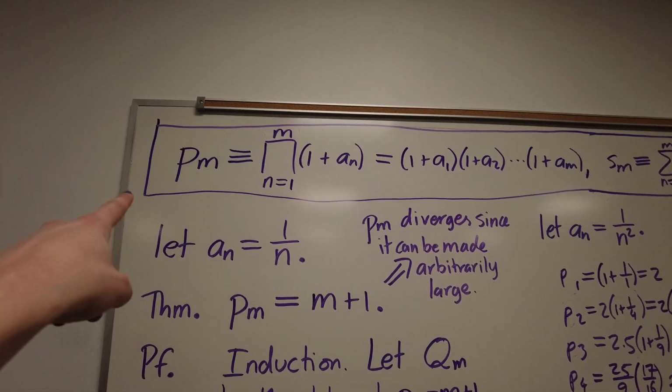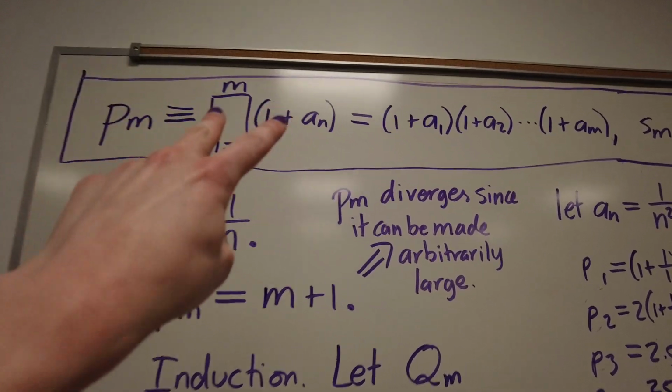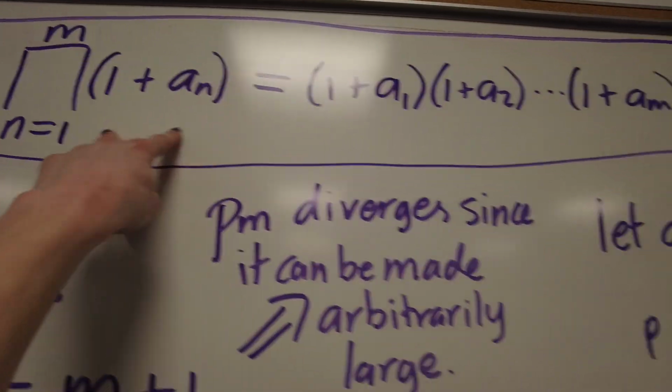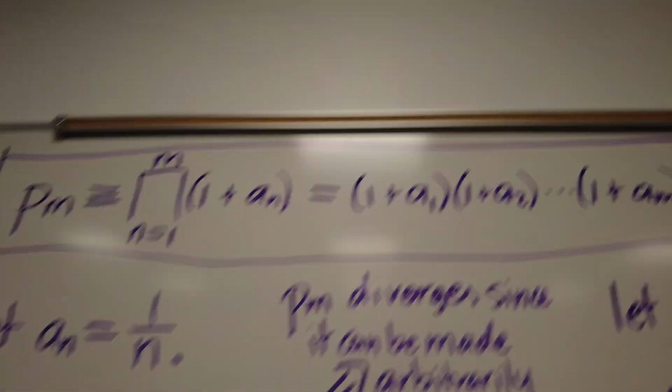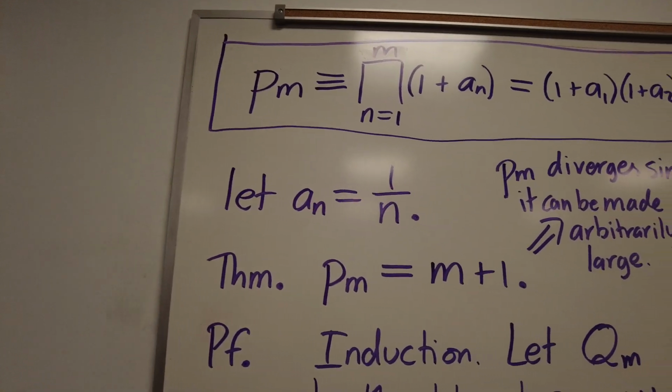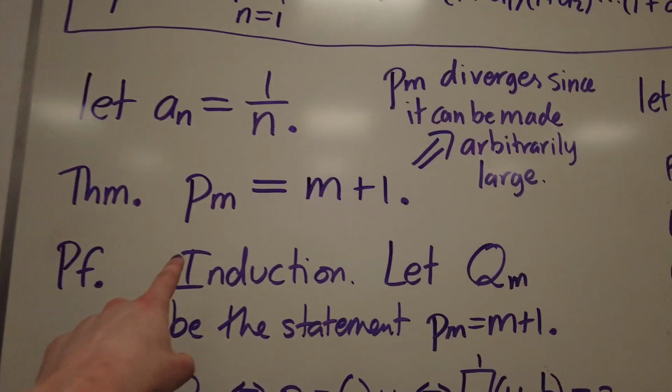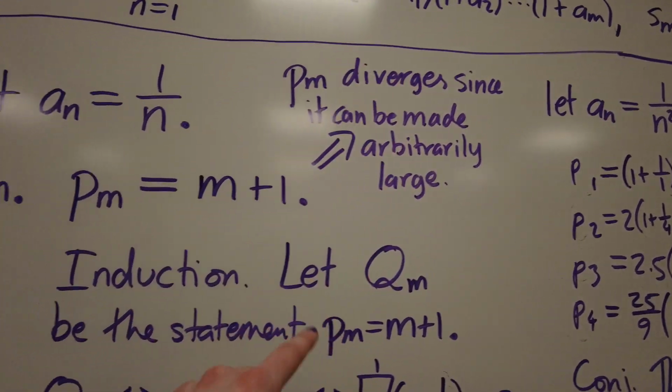Today we're going to look at sequences of partial products of factors of the form 1 plus a sub n and partial sums of terms of the form a sub n, where a sub n is always non-negative. Let's start by looking at the sequence 1 over n. We're going to look at the partial products. I'm going to show you that the partial products diverge.